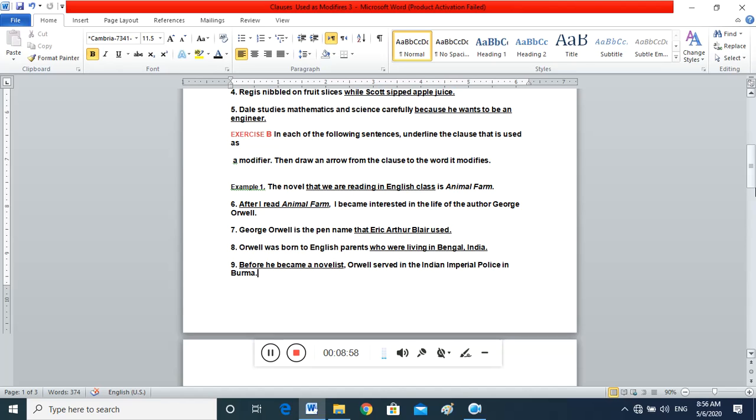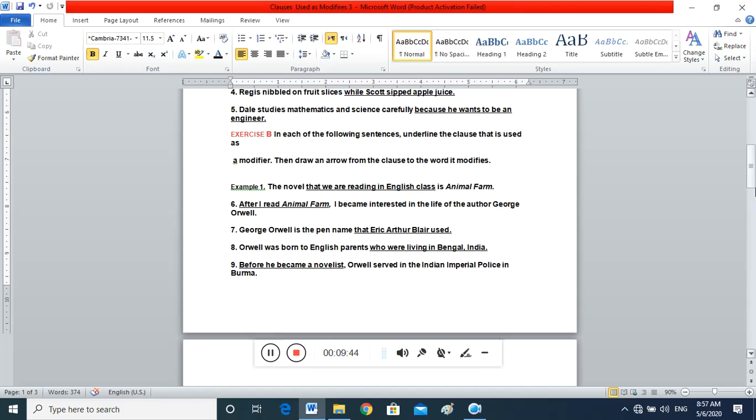Number 8. Orwell was born to English parents who were living in Bengal, India. Yeah, our clause who were living in Bengal, India. It describes, yes, parents. Good. This clause describes the word parents, so it acts as an adjective. Draw the line to the word parents.